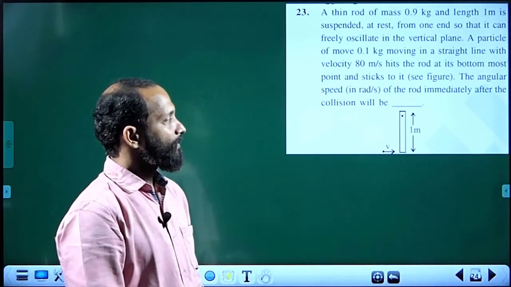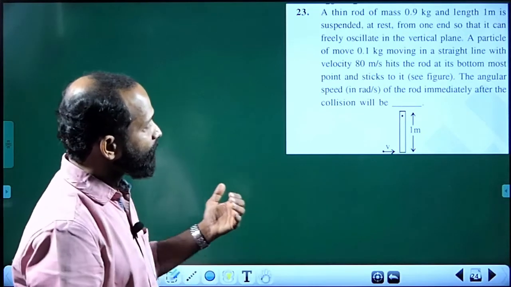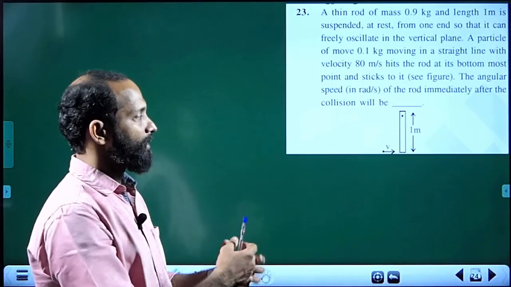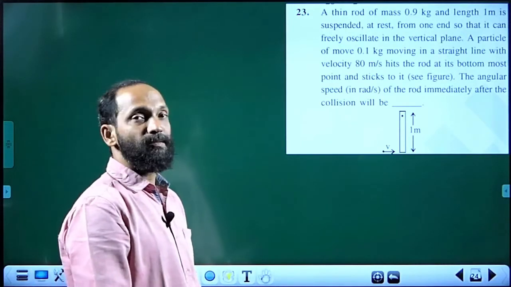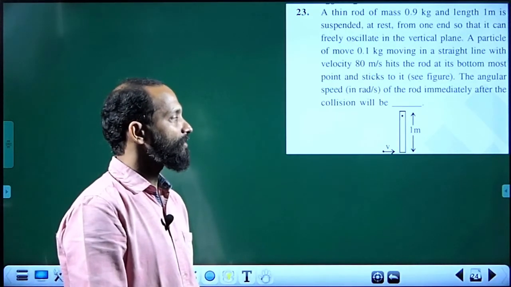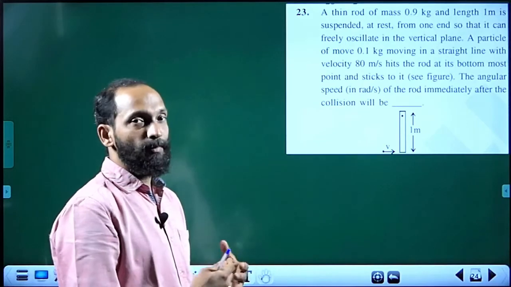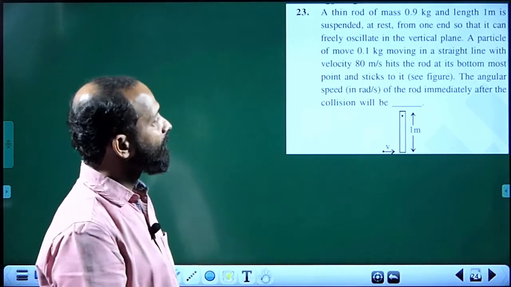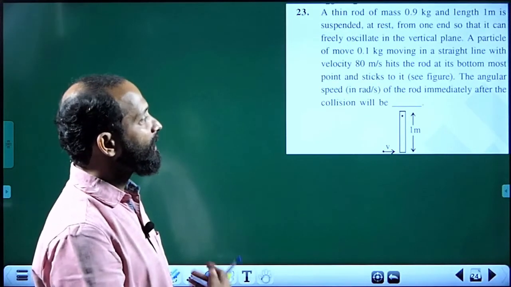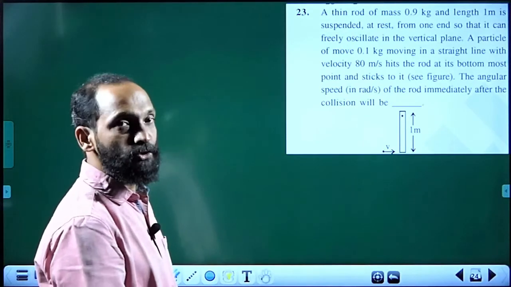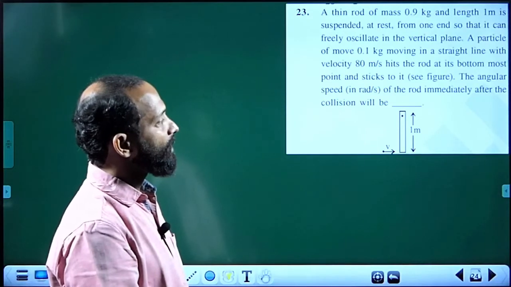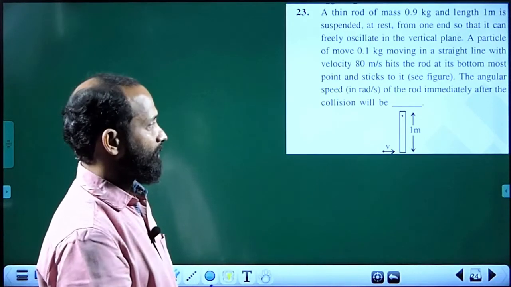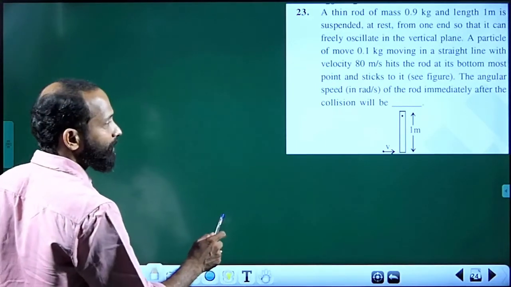Okay. Now, what is the initial angular momentum? Before the collision the system has an angular momentum, that is the initial angular momentum. That is equal to the angular momentum soon after hitting. Immediately after the collision, that should be the same, because there is no external torque acting during this collision. That is, angular momentum is conserved.